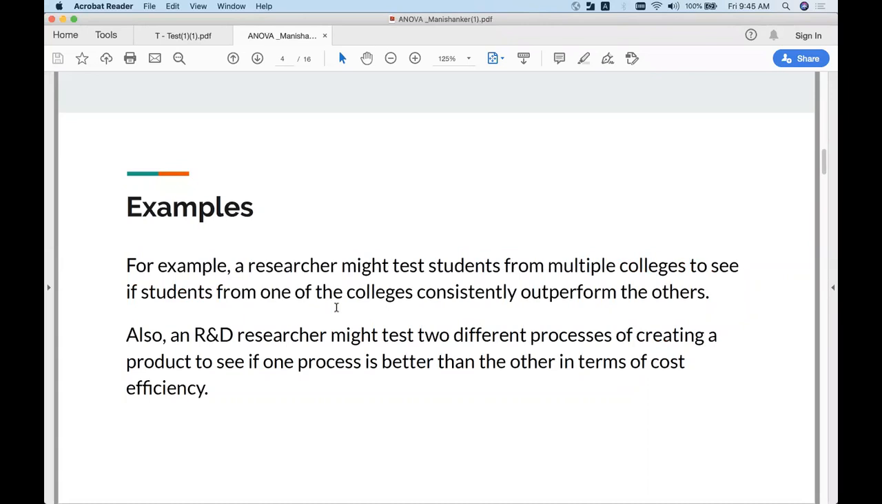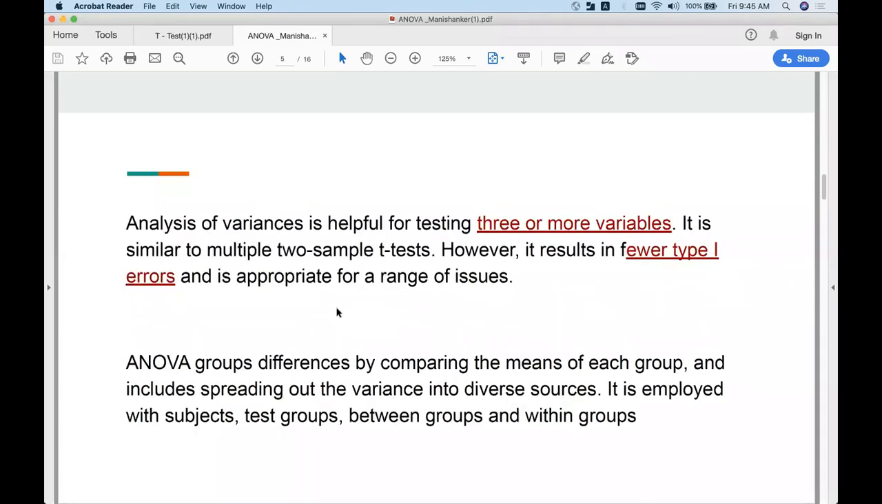For example, a researcher might test students from multiple colleges to see if the students from one college consistently outperform the other. Also, an R&D researcher might test two different processes of creating a product to see if one process is better than the other in terms of cost efficiency, right? So analysis of variance is helpful for testing three or more variables. It is similar to multiple two-sample t-tests. However, it results in fewer type 1 errors and is appropriate for a range of issues.